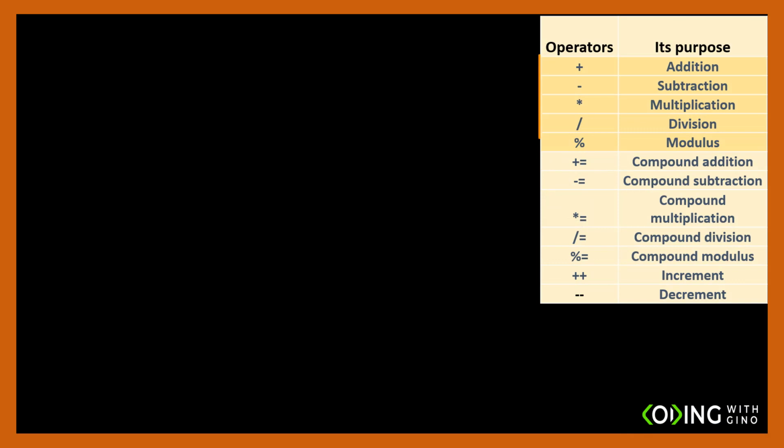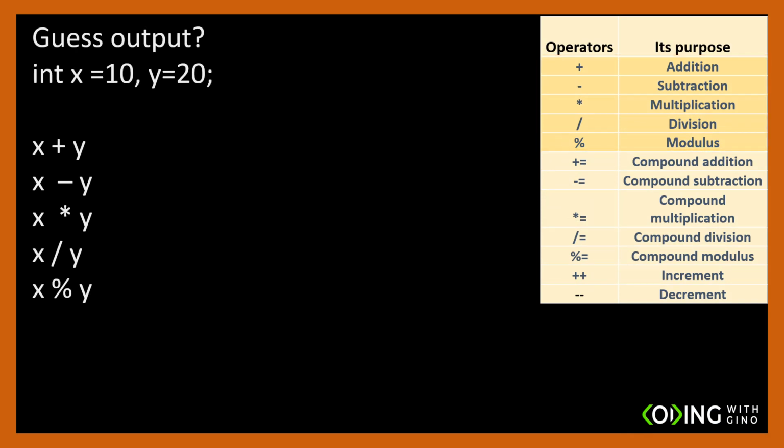Let's look at the first 5 operators and their impact on 2 variables, x and y, where x equals 10 and y equals 20. What is x plus y? Pretty easy, it's 30. And x minus y? Negative 10, right? Next is multiplication operator. In Java, we multiply 2 numbers using the star symbol, so x multiplied by y will be 200.